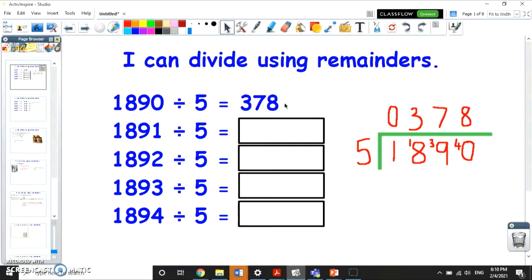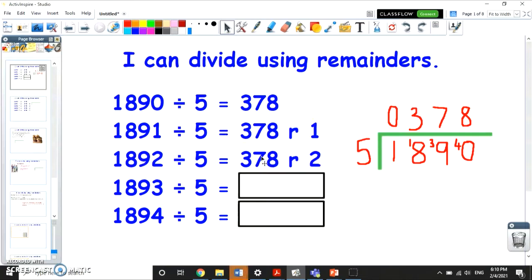Now, after that, I actually know I don't need to calculate again. I don't need to go through the whole process again, because it's just one more. And I know that 1,890 made a perfect 378 groups. 1,891 is going to leave me with a remainder of 1. This one, it just increases by 1 again.